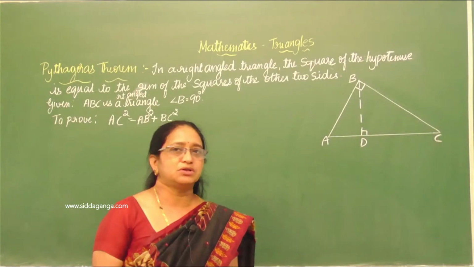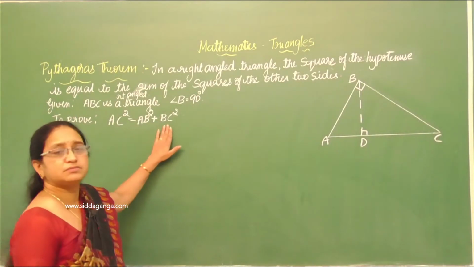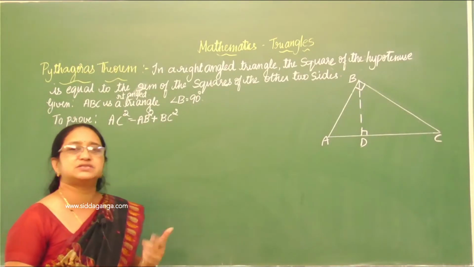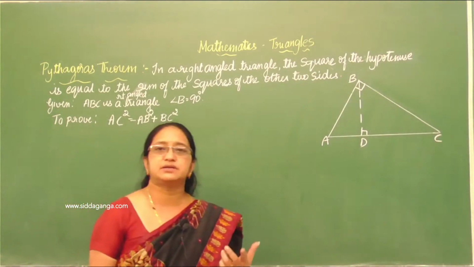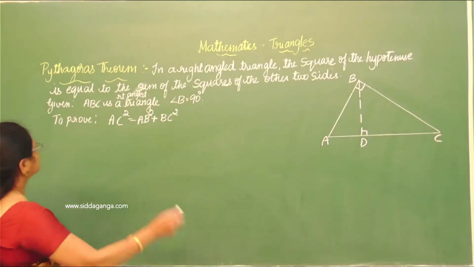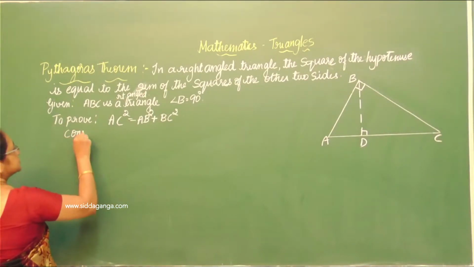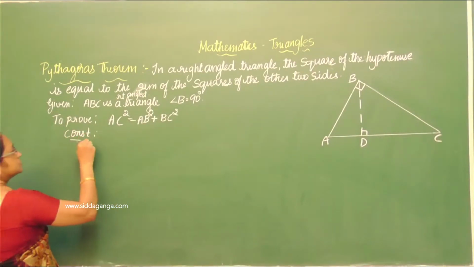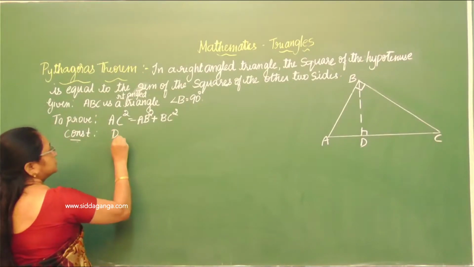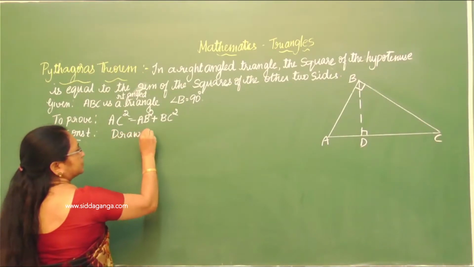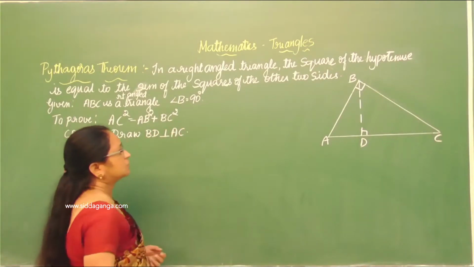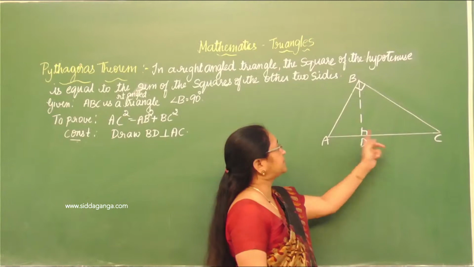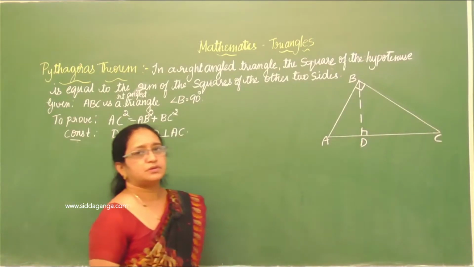Okay. So all these days you are applying this theorem in various situations. Now we are going to prove it based on the similarity concept. Now the construction is there, I told you. So draw BD perpendicular to AC. Okay, you have to draw BD perpendicular to AC. Now proof.